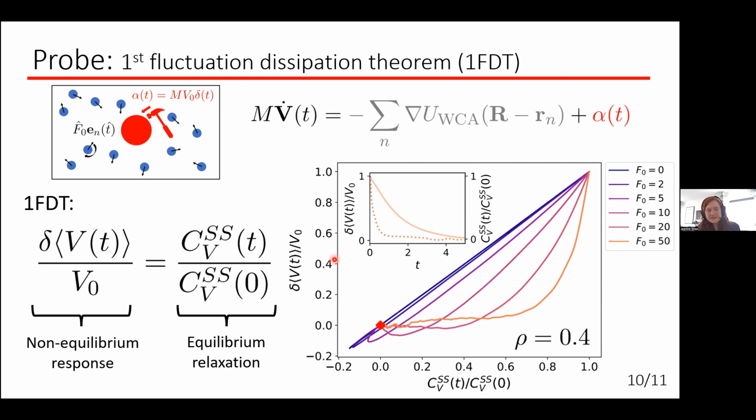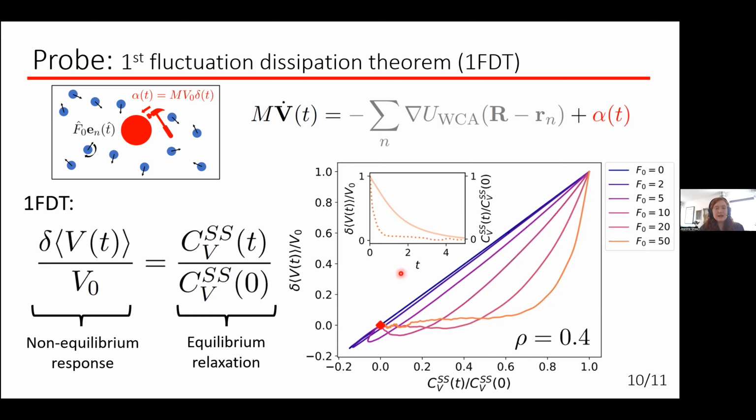So on the y-axis, you have the non-equilibrium response, and on the x-axis, you have the velocity autocorrelation function. What you would expect to see if the first fluctuation dissipation theorem is fulfilled is just a straight diagonal line across this graph, which is indeed what we see for equilibrium. But as we increase the active force, that is no longer the case. We no longer have a straight diagonal line.